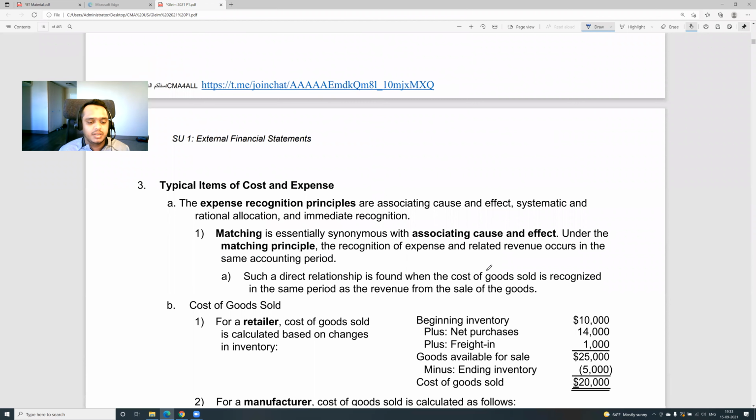Then typical items of cost and expense. Understand this. We were talking about this particular concept, the matching concept. Very, very important. It is essentially synonymous with associated cause and effect under the matching principle. What happens is the expense occurs with the cost which is related to that same accounting period. There are times in which your income should match with your expenses of that particular period, and that can happen when you have the accrual basis of accounting. You can do this particular matching concept.